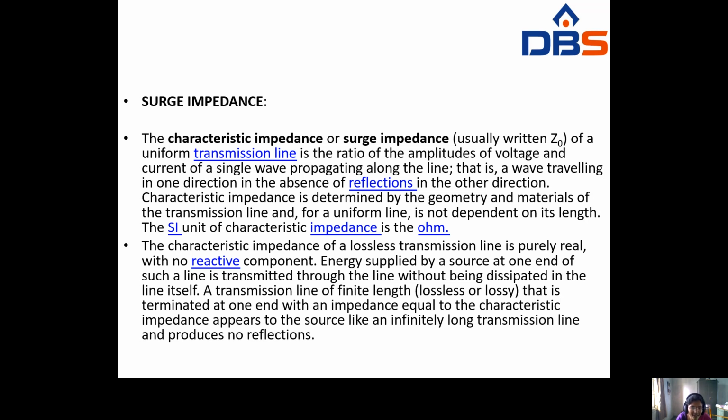The characteristic impedance is determined by the geometry and materials, that is, the materials used for manufacturing the transmission line, and it does not depend on its length. What is the SI unit of the characteristic impedance? The characteristic impedance unit is the ohm. The characteristic impedance of a lossless transmission line is purely real, with no reactive component.